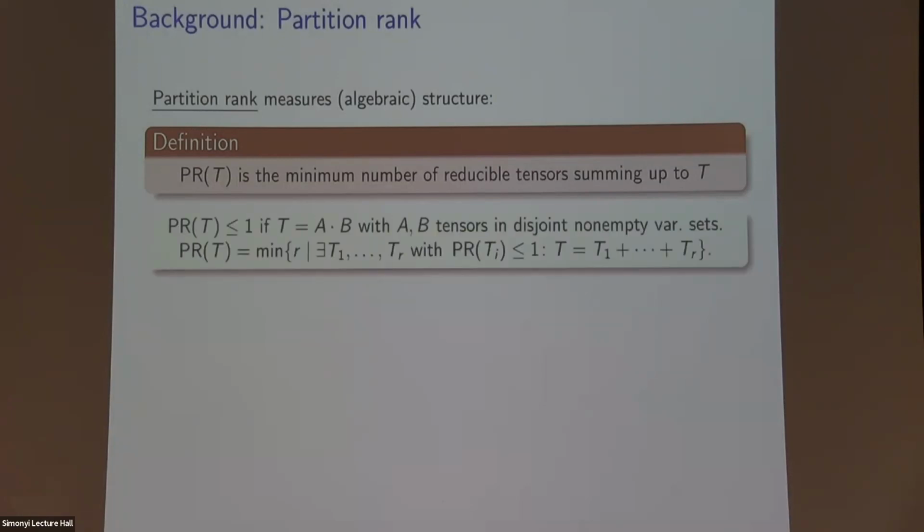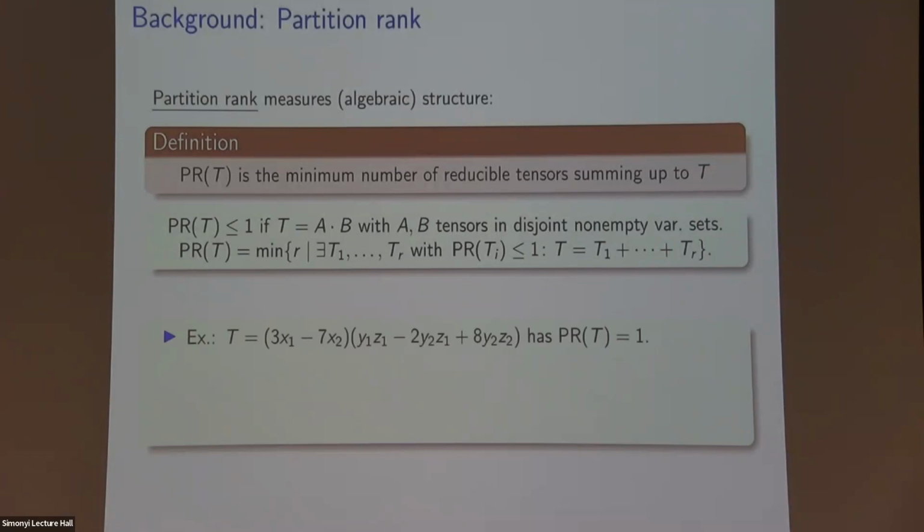I'm writing the same thing again here. Notice that, to be more explicit, each reducible tensor is a product of two lower order tensors in disjoint, non-empty variable sets. Here's an example of a reducible tensor, a reducible polynomial. It's not hard to show that the partition rank is also between 0 and n. And again, close to 0 means highly structured, and close to n means there's no useful algebraic structure there.